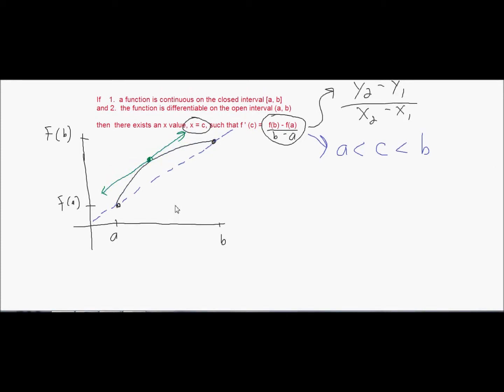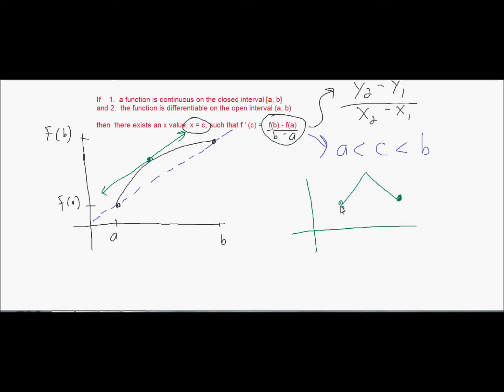That's what the mean value theorem says. A tangent line somewhere in the interval has to equal the secant line between the two points. Now, if the function is not differentiable, that doesn't necessarily have to happen. So let's take a look at a function that's not differentiable. We'll make this very easy. Let's say there's a corner in the middle somewhere.